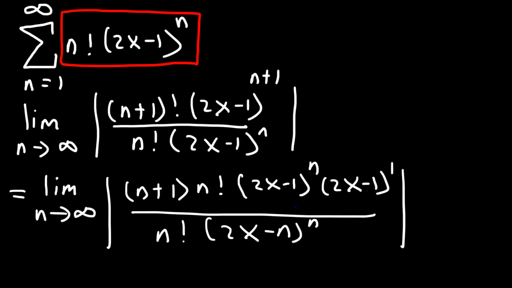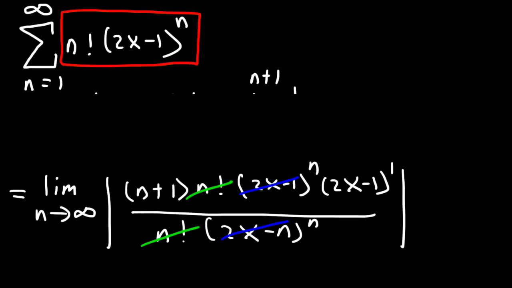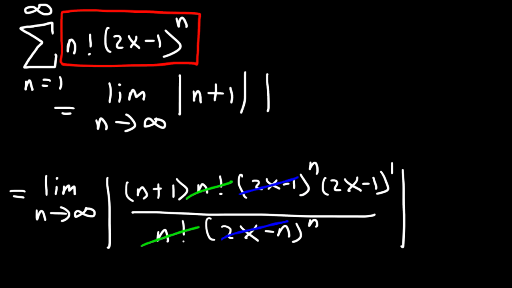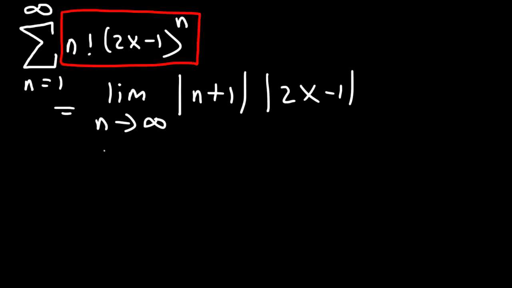And so we could cancel (2x minus 1) to the n and n factorial. And so now, what we have left over is the limit as n goes to infinity of n plus 1 and also 2x minus 1. So what happens when n goes to infinity? n plus 1 also goes to infinity. So we're going to have infinity times 2x minus 1.